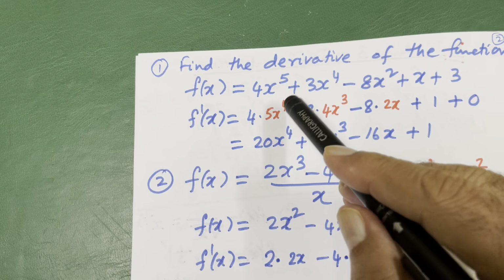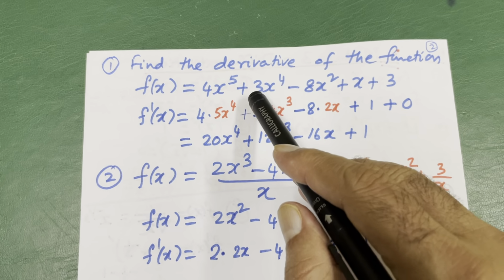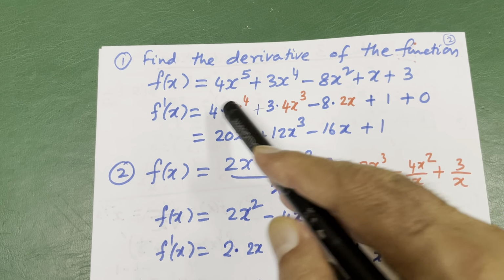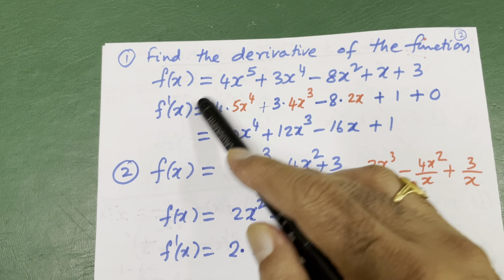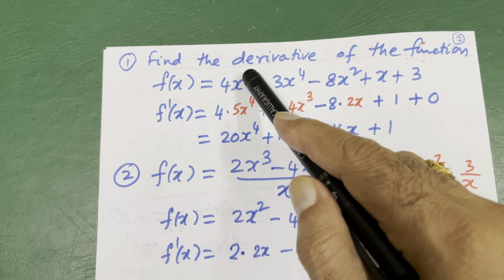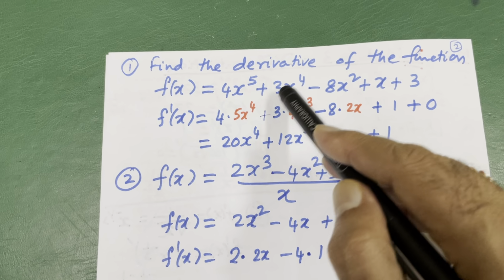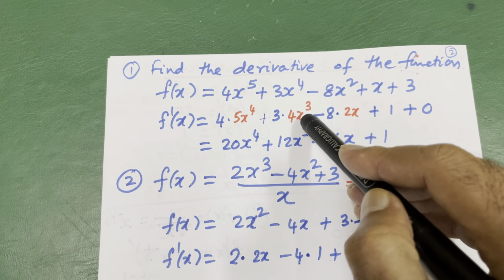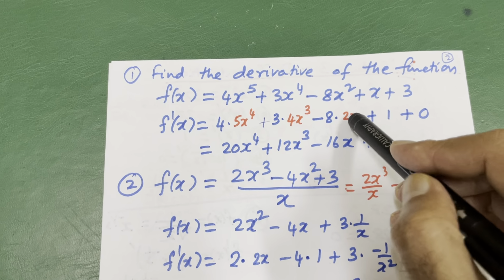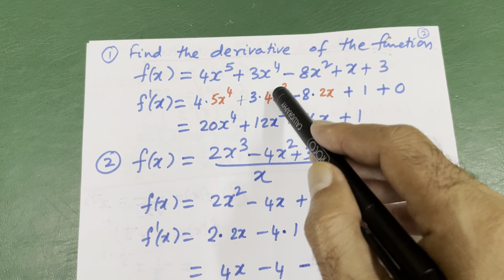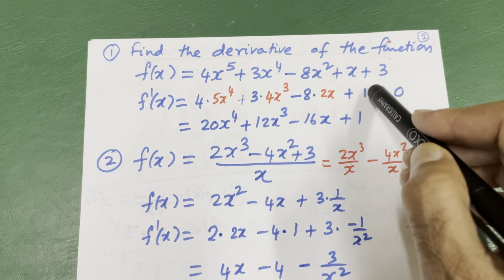So here, find the derivative of 4x^5 + 3x^4 - 8x^2 + 8x + 3. The constant will not participate. X power 5 derivative is 5x^4, and 3 times x^4 derivative is 4x^3, minus 8 times x square derivative is 2x, x derivative is 1, and 3 derivative is 0. So the answer is 20x^4 + 12x^3 - 16x + 8.